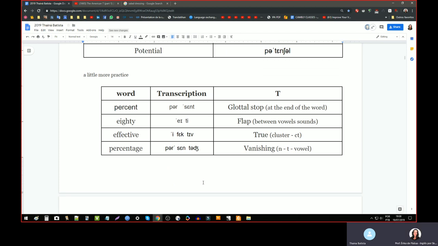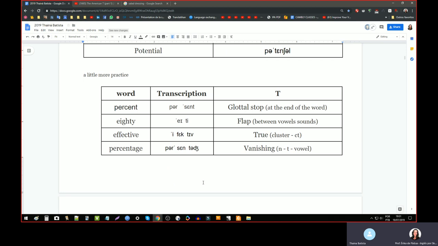Eighty is a flap T because the T is between two vowel sounds. Effective, it's a true T because the T is in a cluster, the CT cluster. Percentage, the vanishing T. Okay, I told you last week that I hate the vanishing T, but in that case, it suits well. Percentage. It's because you're getting familiarized with the words and this phenomenon, the vanishing T.